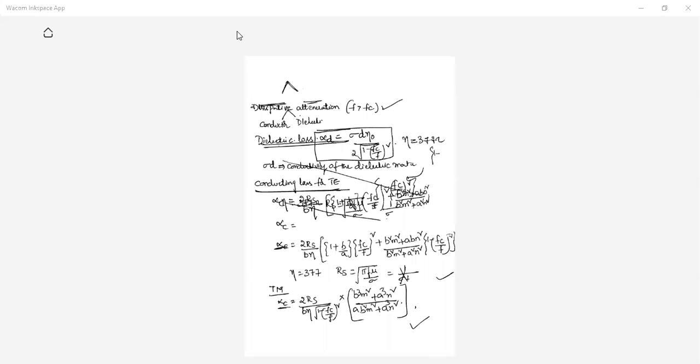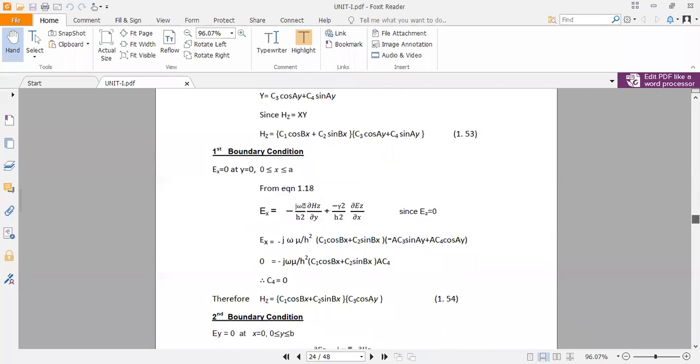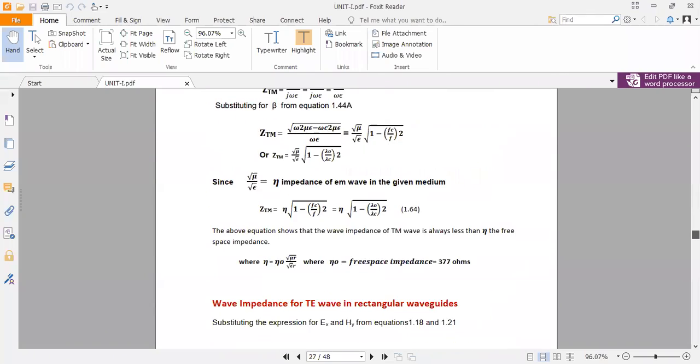Okay, today we'll do one thing. We will solve one problem, because you'll get problems in this unit. We can see what type of problems you'll get. Solved examples are already given in this PDF. Have you gone through this PDF, whatever I've shared with you?